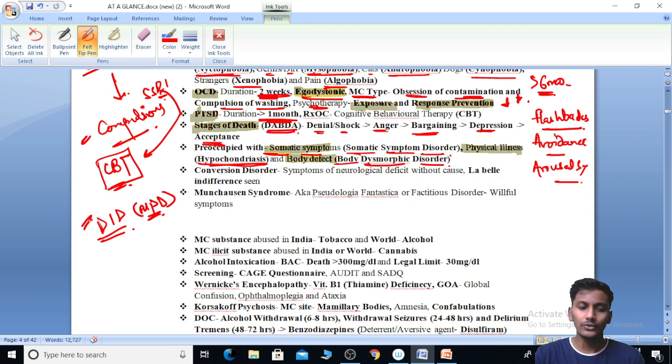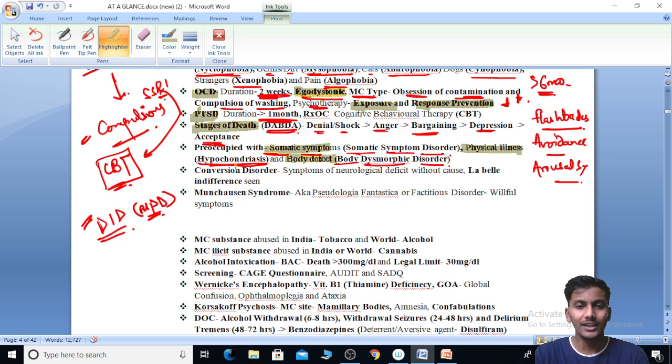Then there can be dissociative possession trance disorder. Okay, here the individual's personality is taken over by another personality. That is dissociative possession trance disorder. Important one. Now, one more important dissociative disorder that we are going to discuss, that is dissociative neurological symptom disorder.